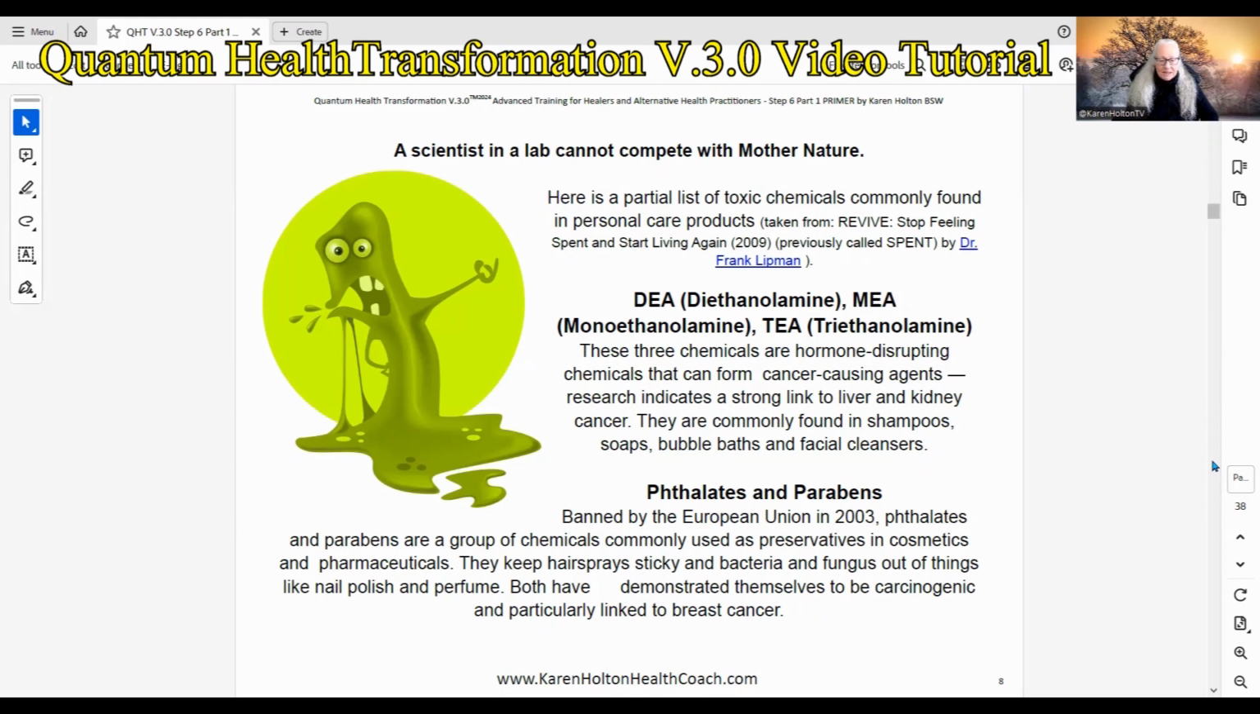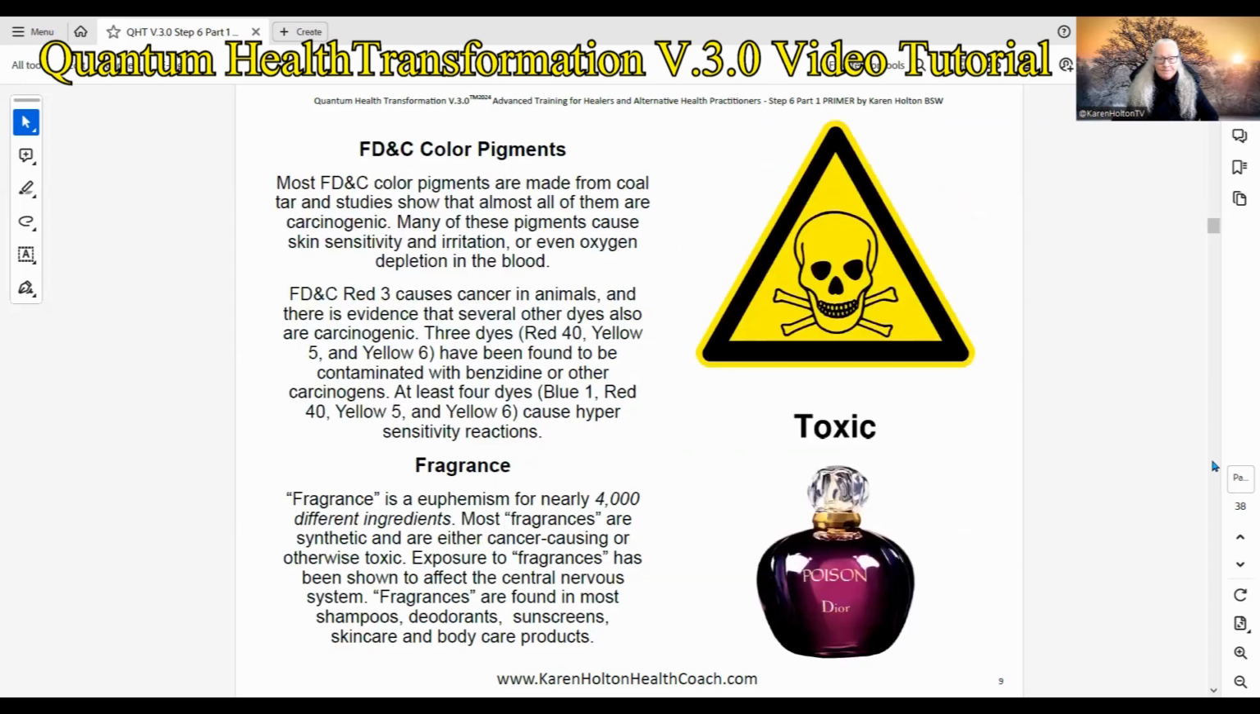Phthalates and parabens. Banned by the European Union in 2003, phthalates and parabens are a group of chemicals commonly used as preservatives in cosmetics and pharmaceuticals. They keep hairsprays sticky and bacteria and fungus out of things like nail polish and perfume. Both have demonstrated themselves to be carcinogenic and particularly linked to breast cancer.